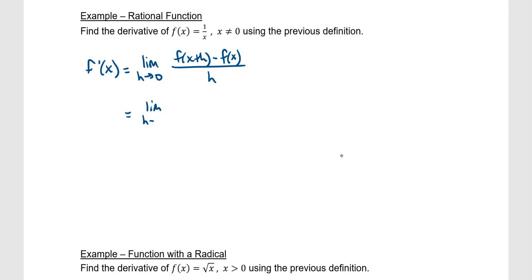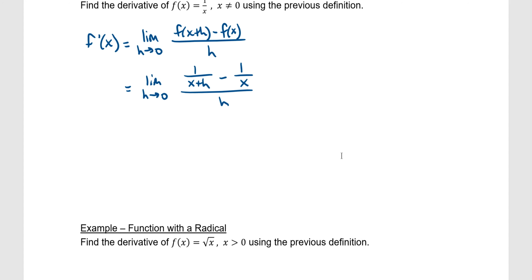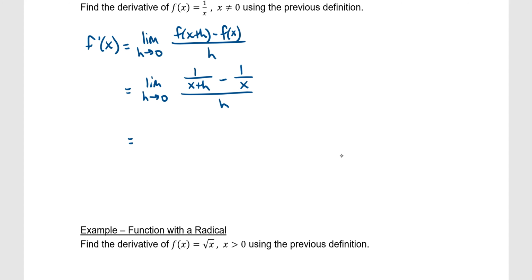So it's going to be the limit as h approaches 0. F of x plus h is just going to be 1 over x plus h. Plugged the x plus h in for x, and then minus f of x. F of x is 1 over x, all divided by h. And just as before, we can't just plug in 0 into h because we'll be dividing by 0. So what we have to do in the numerator is actually get common denominators.